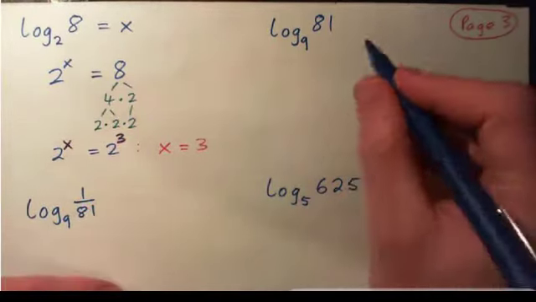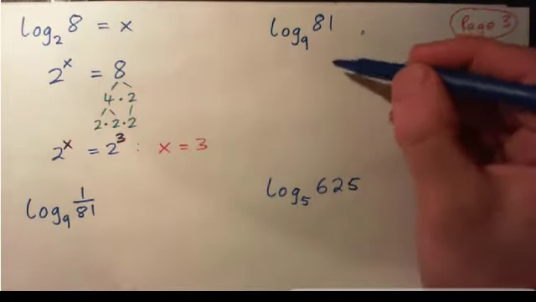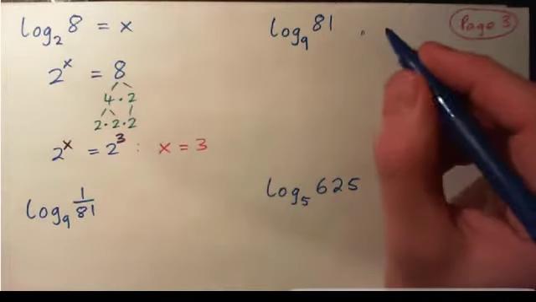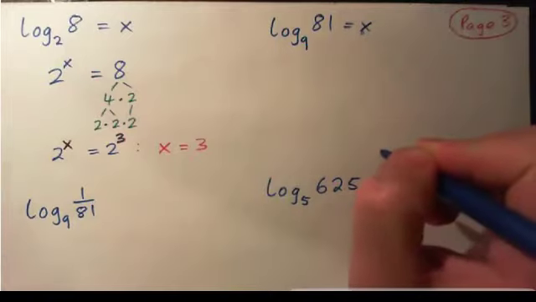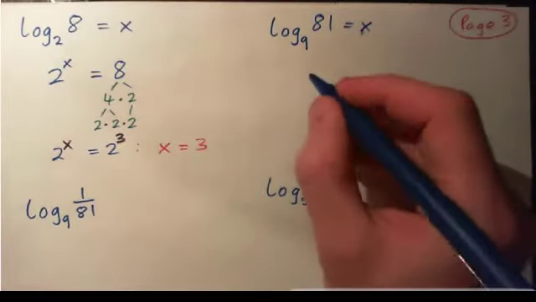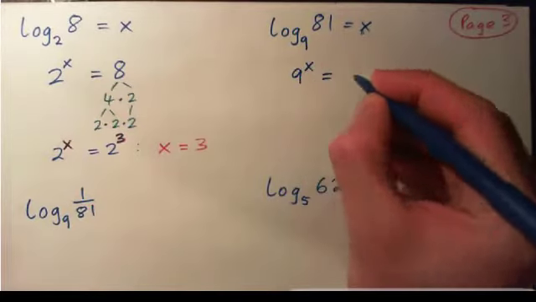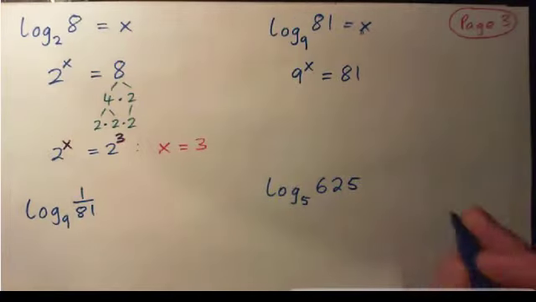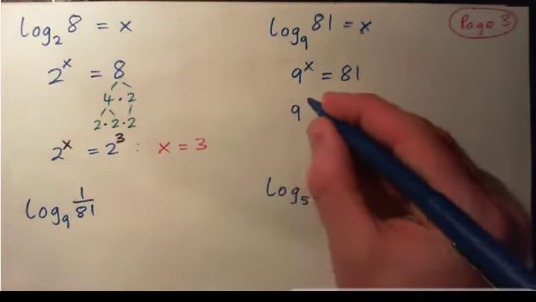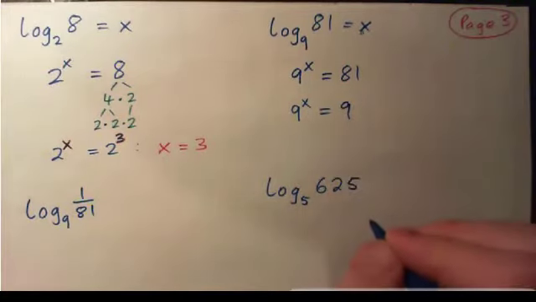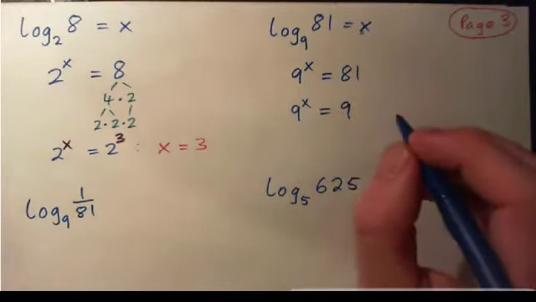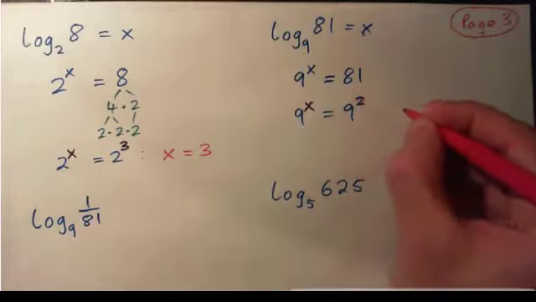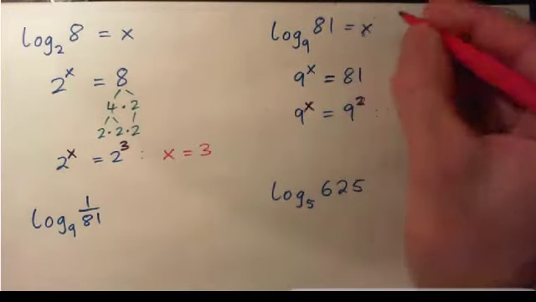How about this one? Press pause and try it if you haven't done it yet. Let's set that equal to x, right? Write the exponential equation. 9 to the power of x equals 81. And 81 is 9 to the power of what? 9 to the power of 2. 9 squared, right? So the answer is 2. This thing equals 2, right?